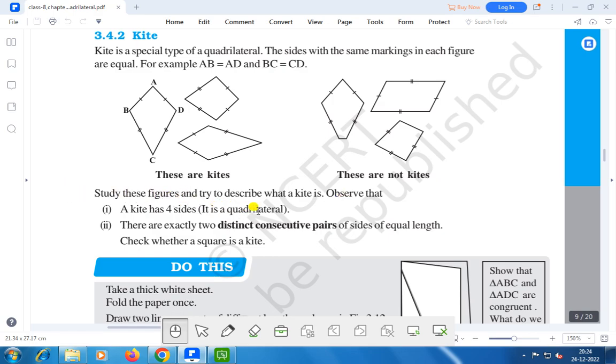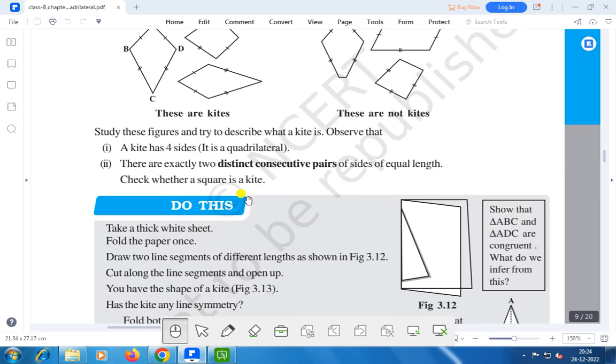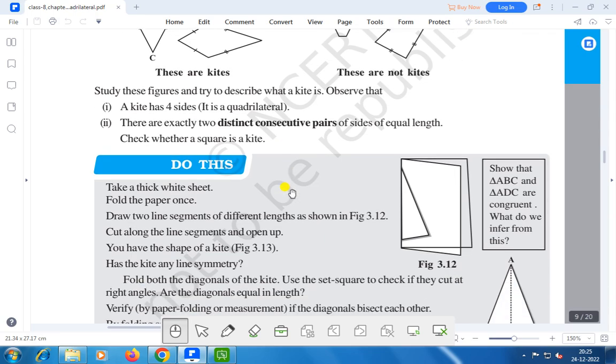Study these figures and try to describe what a kite is. Observe. A kite has 4 sides. It is a quadrilateral. There are exactly two distinct consecutive pairs of sides of equal length. The consecutive pairs, this side and this side are consecutive pairs of sides. BC and DC are consecutive pairs of sides. Check whether a square is a kite.